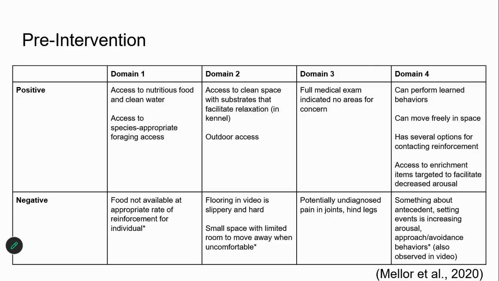And then in domain four, we see Gravy is able to perform behaviors that he's learned. He can move freely in that space. He has lots of options for contacting reinforcement, which is a fancy academic way of saying getting snacks. And he has access to enrichment that is targeted to facilitate a decrease in that elevated respiratory rate, those jumpy, mouthy behaviors.